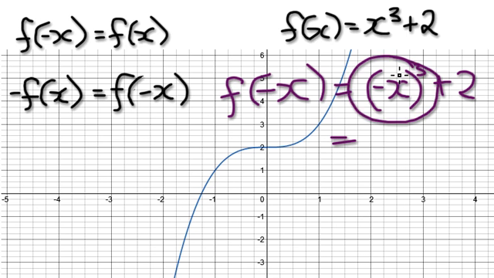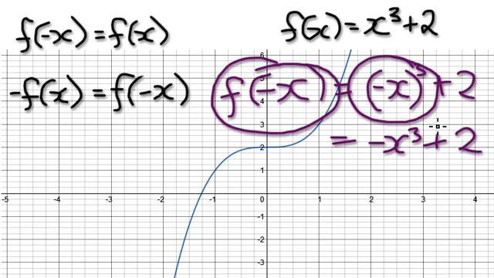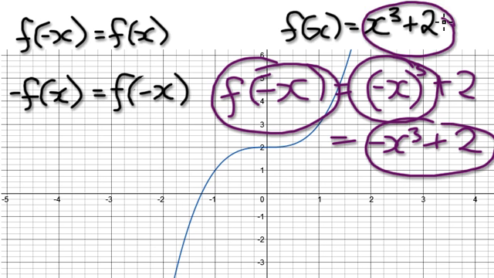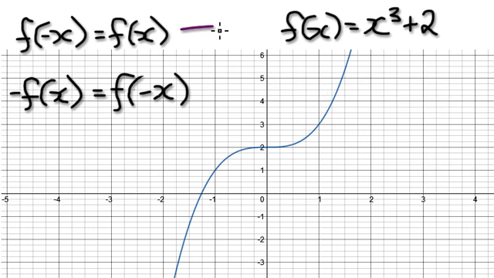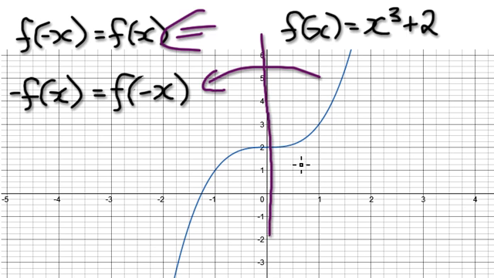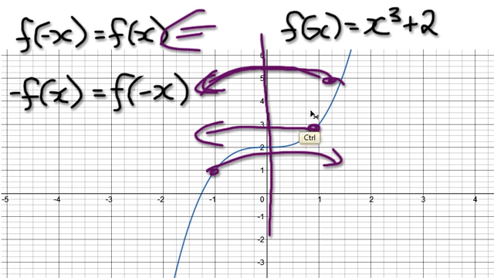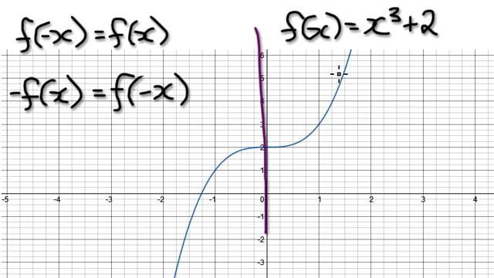Now let's tidy this up. This will become negative x to the power of 3 plus 2. After applying this transformation, this is not exactly the same as the original, so you know that this is not an even function. To decide if it's an even function, have a quick glance. If it's even, when you reflect it along the y-axis, it should be exactly the same. This point goes over here, and this point goes over here. But if you reflect it along here, the reflection won't be exactly the same. So it's not an even function.